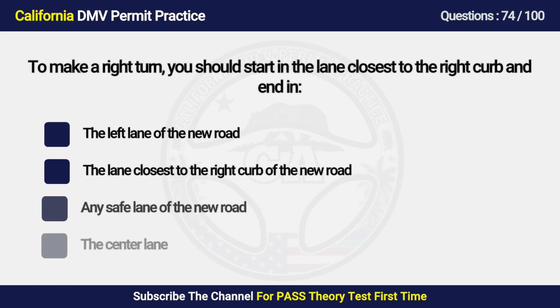Question 74. To make a right turn, you should start in the lane closest to the right curb and end in A, the left lane of the new road, B, the lane closest to the right curb of the new road, C, any safe lane of the new road, D, the center lane.